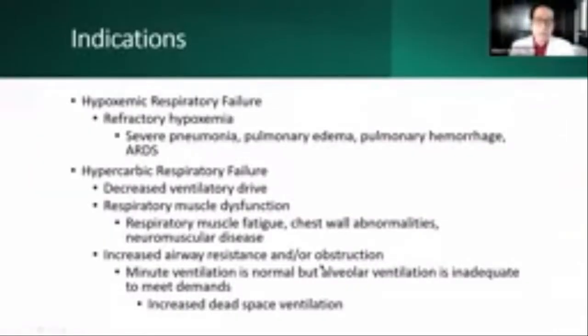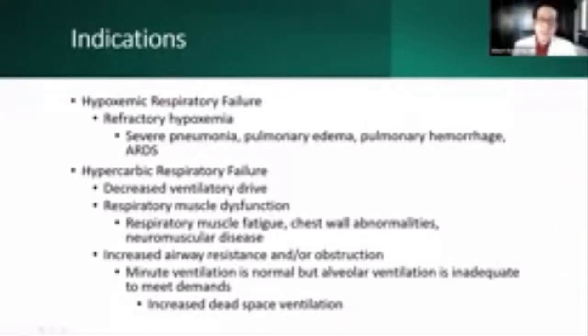So what are the indications of putting somebody on a mechanical ventilator? There are two usual indications. One is the patient has hypoxemic respiratory failure. That is, the patient develops refractory hypoxemia despite putting them on high flow oxygen or non-rebreather mask, then you'd probably need to put them on a mechanical ventilator.